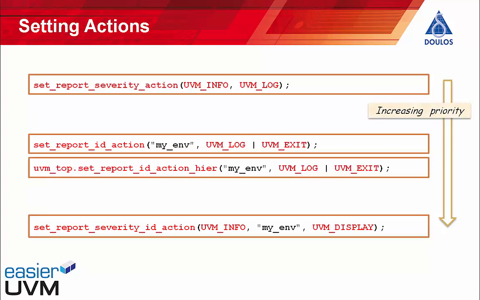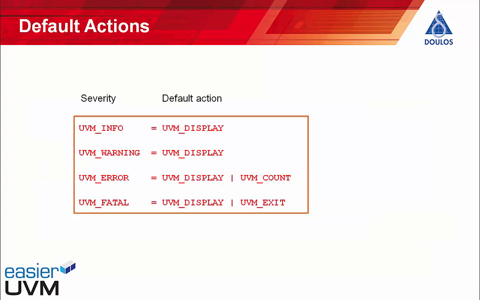So remembering that all of these set report methods are methods of a UVM component, we could, if we wished, choose to set a report action for some other component. So here we're calling uvm_top.set_report_id_action_hier in order to set an ID action for all components throughout the entire component hierarchy, starting with the top level component uvm_top and then applying that action to the top level component and all of its children.